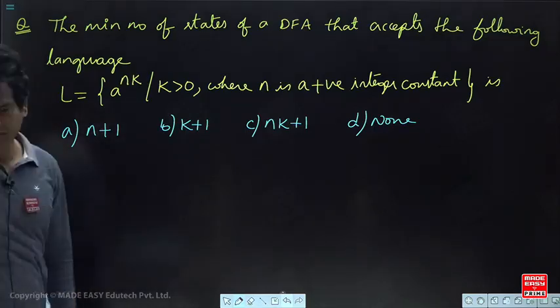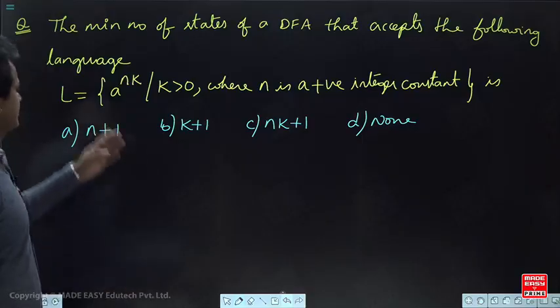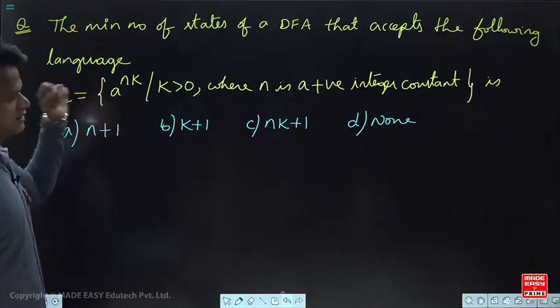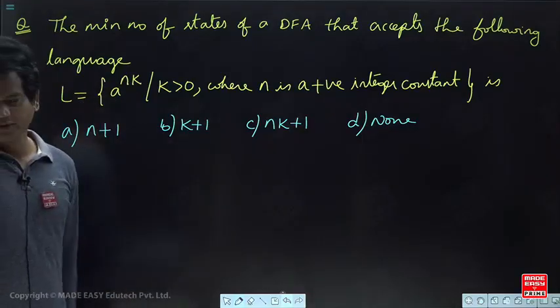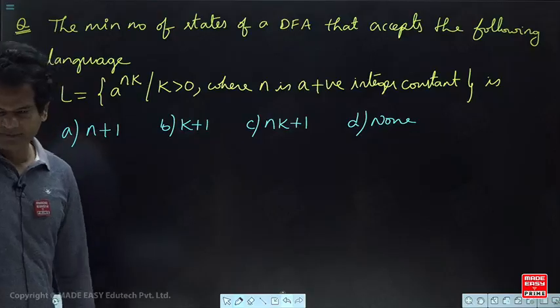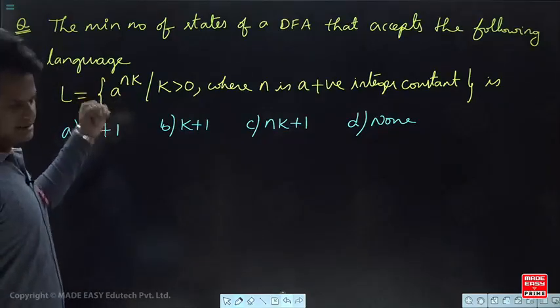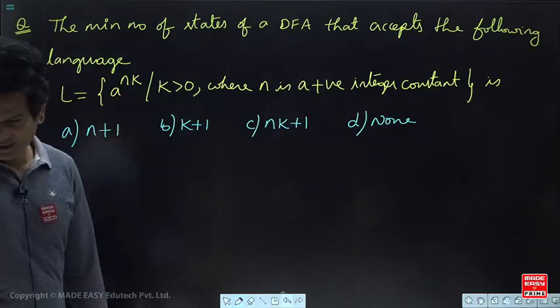Hello, this question is given, L equal to a power n k. Why are you asking again whether it is a unary or binary alphabet? Understand the language.